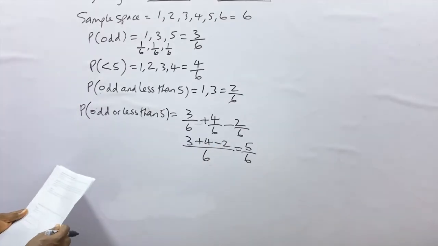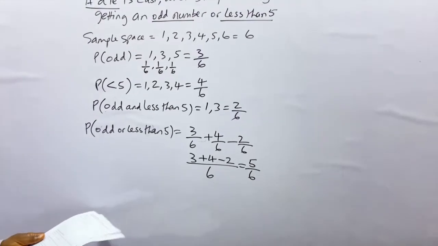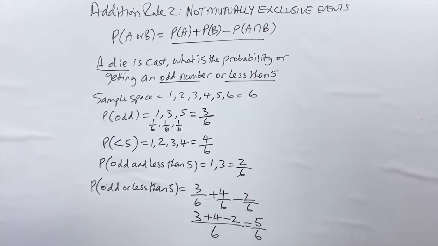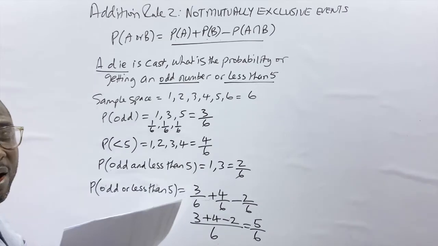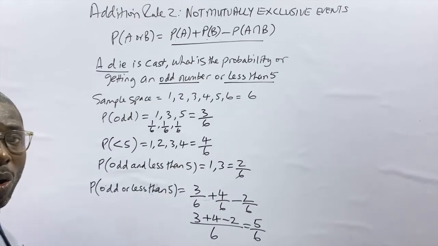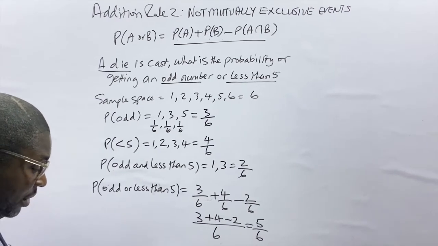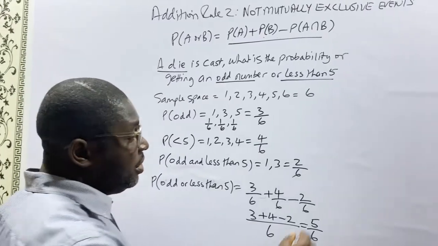When we have a case of having events that are not mutually exclusive, in the sense that even though we have an operation of or, there's a commonality between the events. Let's look at another question very quickly in this session.